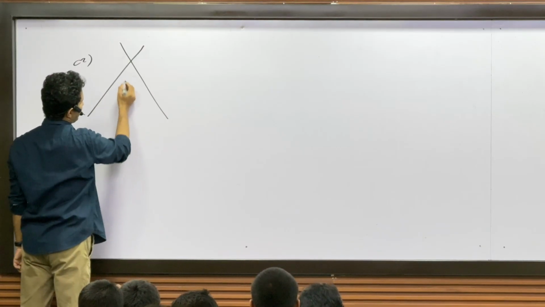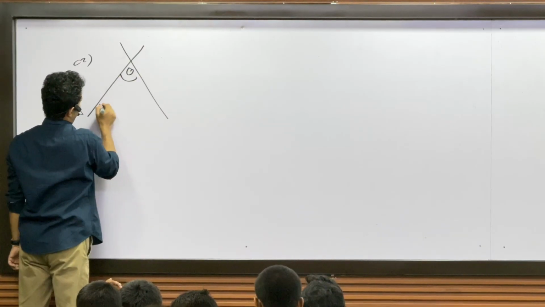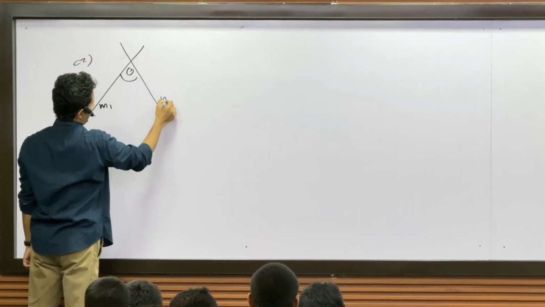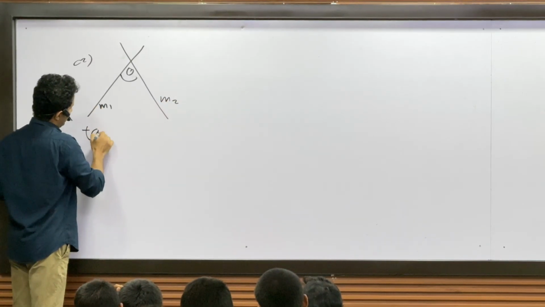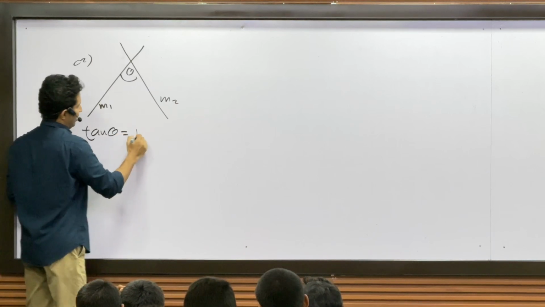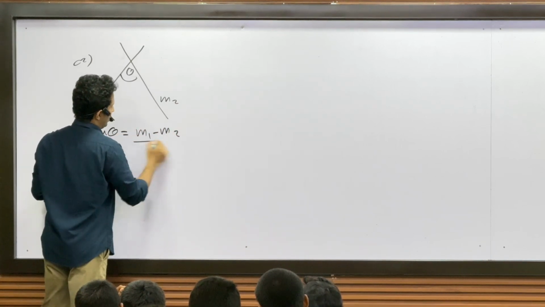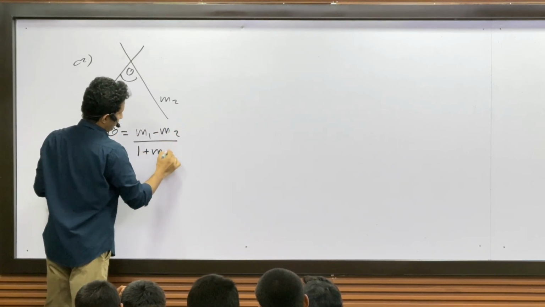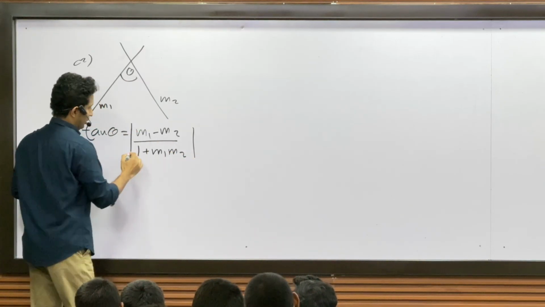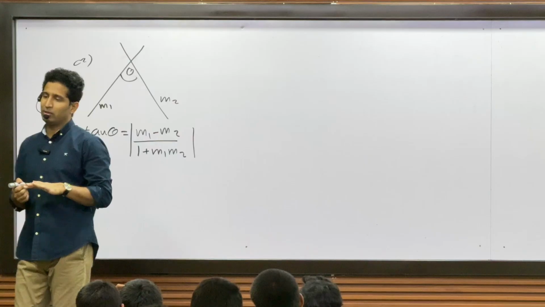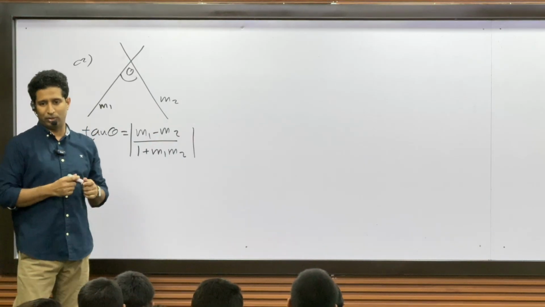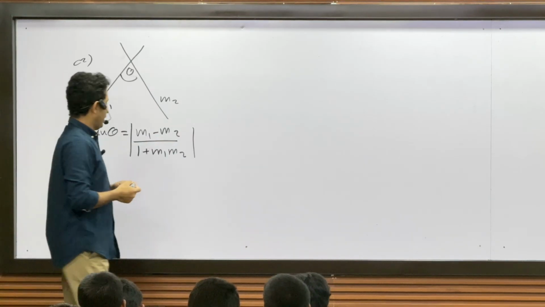If there are two lines like this, if this angle is theta, if the gradient of this one is m1, if the gradient of this one is m2, right? Now tan theta equals the modulus of m1 minus m2 divided by 1 plus m1 m2. The acute angle is given by this formula. Otherwise, you need to take the negative case. That's how, right? Okay.